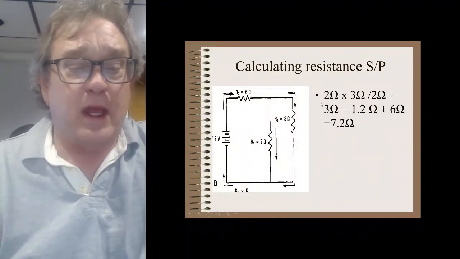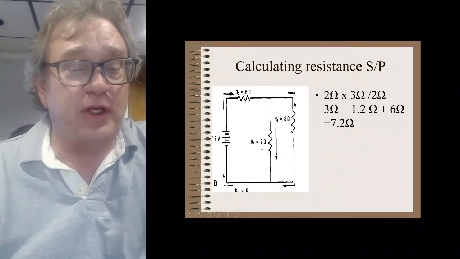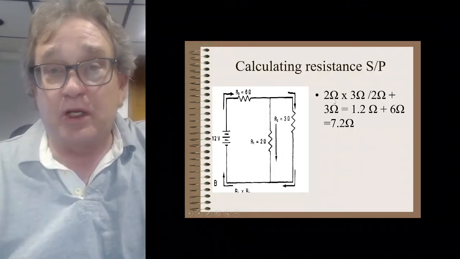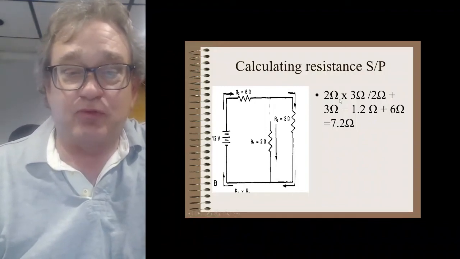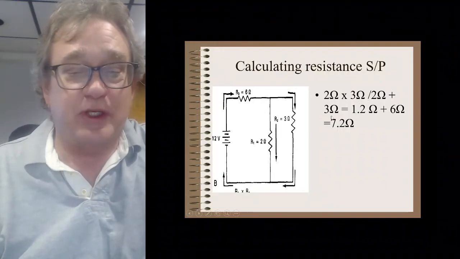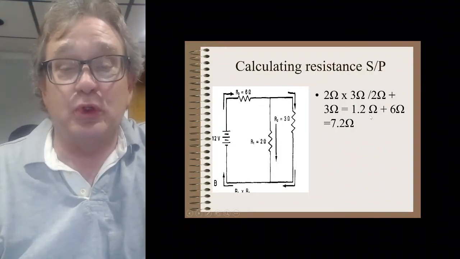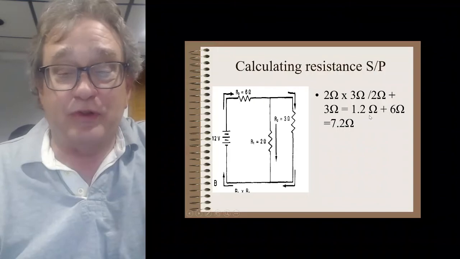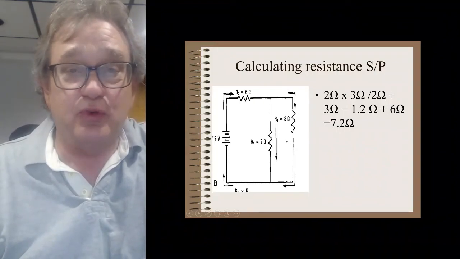Here, I'm figuring out these two together. I have a 3 ohm load and a 2 ohm load, and I plug it back into the formula I was just using. 2 times 3 divided by 2 plus 3. Well, 2 times 3 gives me 6. 2 plus 3 gives me 5. 6 divided by 5 gives me 1.2. Okay? 1.2 is my total resistance of these two together.